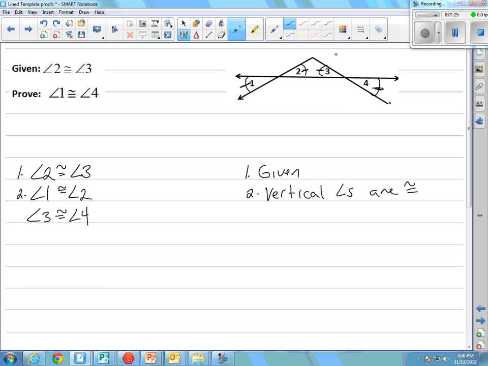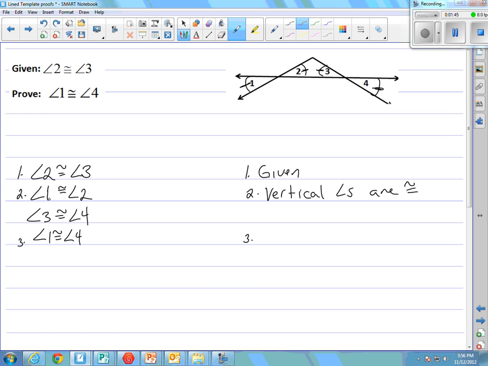So angle 1 would be congruent to angle 3, angle 1 is congruent to angle 2, and angle 1 is also going to be congruent to angle 4, which is really what we wanted, angle 1 congruent to angle 4. But now we've got to decide, what was the reason that angle 1 was congruent to angle 4? We can't just say, well, they all had one hash mark in. There has to be a logical progression of why that is true.